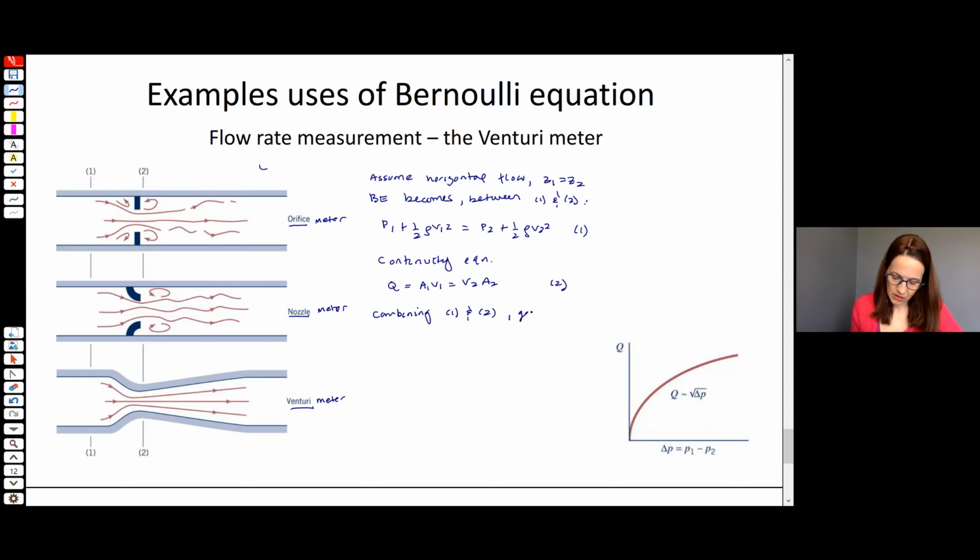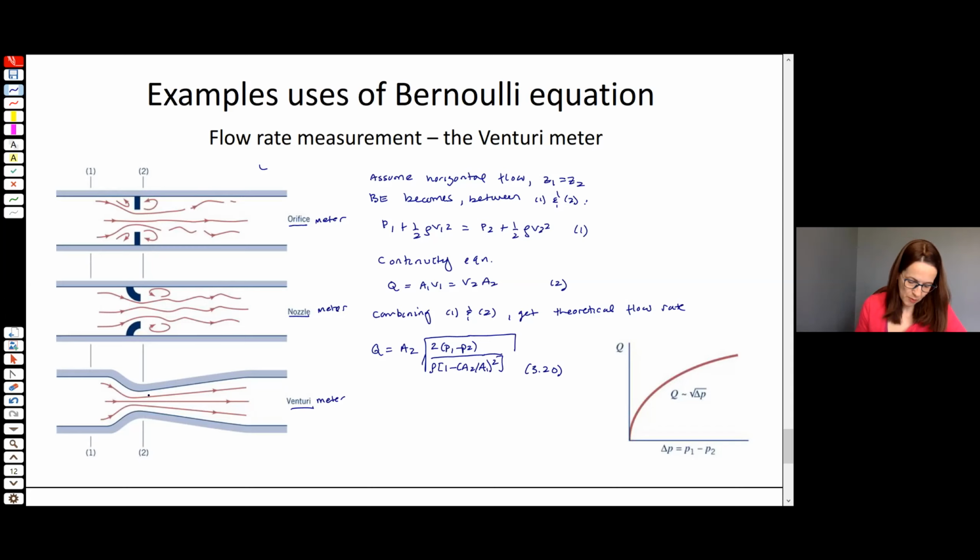If we now combine 1 and 2, we recover the theoretical flow rate through any of these meters. So Q is equal to A2 square root of 2 delta P, or P1 minus P2, over rho, times the quantity 1 minus A2 over A1 squared, close square root. This is equation 320. So basically, this tells us we can determine Q, the volumetric flow rate, by measuring the pressure before either the slit, nozzle, or contraction.